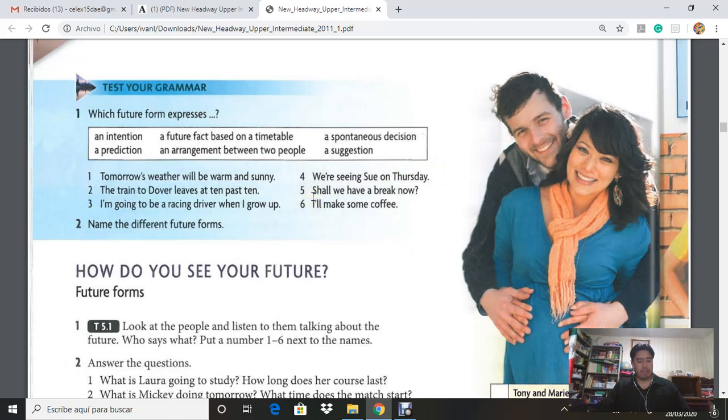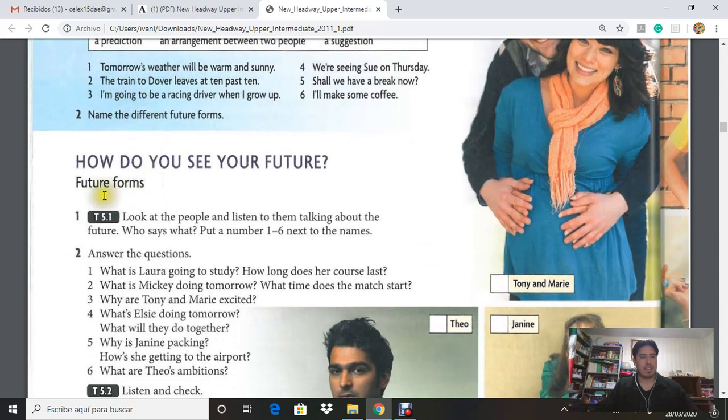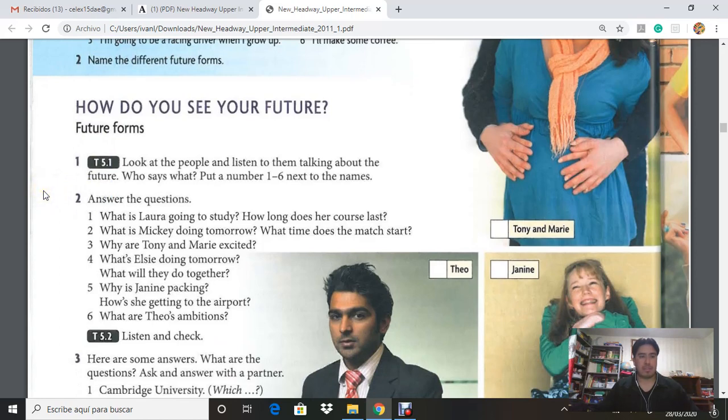Number 5 is a suggestion because we're using shall plus an infinitive. Shall we have? And finally, in number 6, we have future simple again because it's a combination of will plus an infinitive, in this case, make. Alright, so now we're going to put this into practice in the next section.